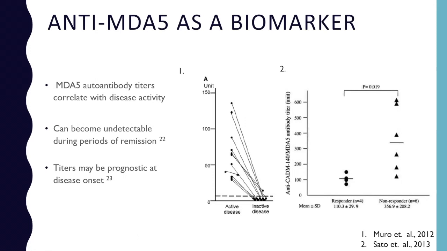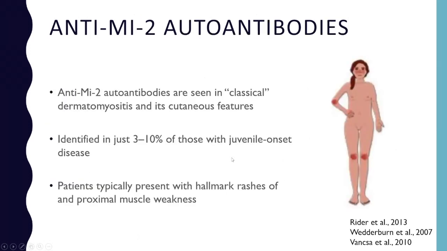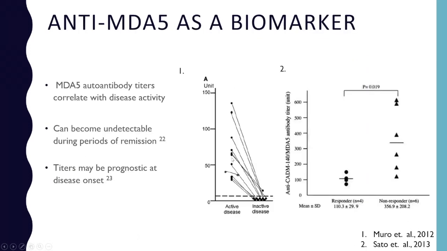Anti-MDA5 is a little unique as an autoantibody because it can actually be used as a biomarker. So this isn't done clinically so much, but in research, the data has shown that anti-MDA5 autoantibodies are higher when disease is active, and then can become lower or even non-detectable when disease is inactive. And they can even be prognostic of patients that can respond and not respond to treatment.